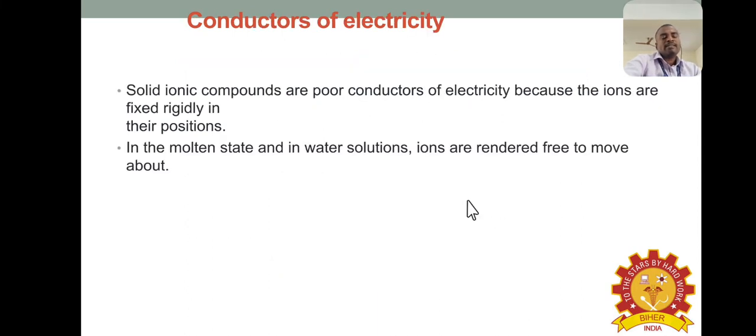Next, conductance of electricity. Most of the ionic compounds will not conduct electricity because of the crystal lattice. Ions, anions and cations, are fixed in their crystal lattice. They cannot move from one position to another position. That's why they cannot conduct electricity. Electrical conductance needs the moving of electrons or the moving of ions.